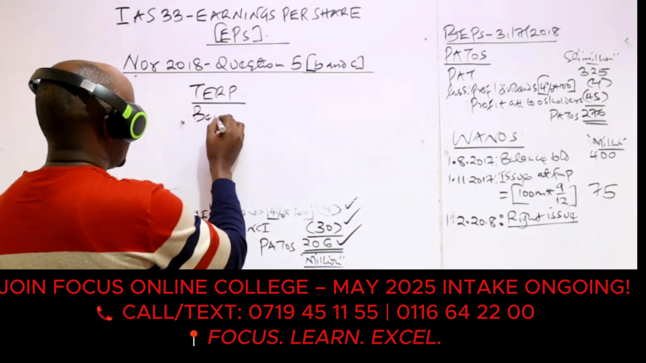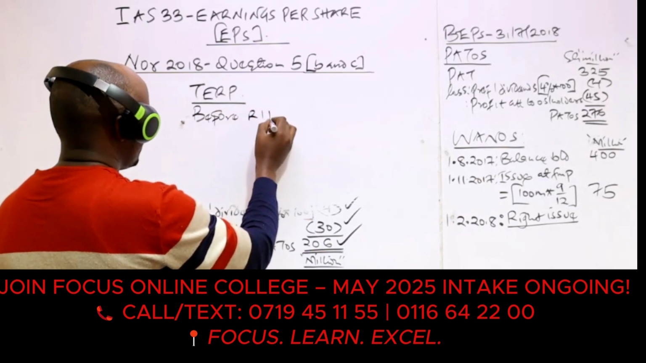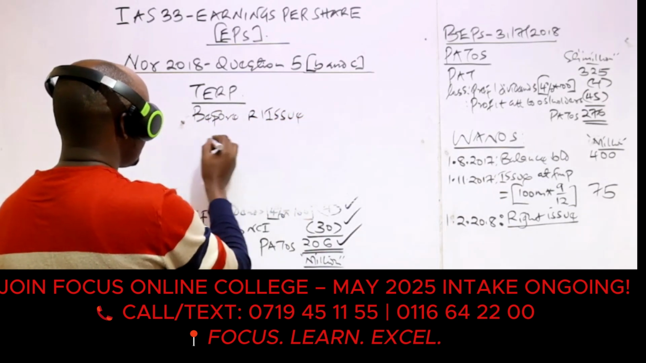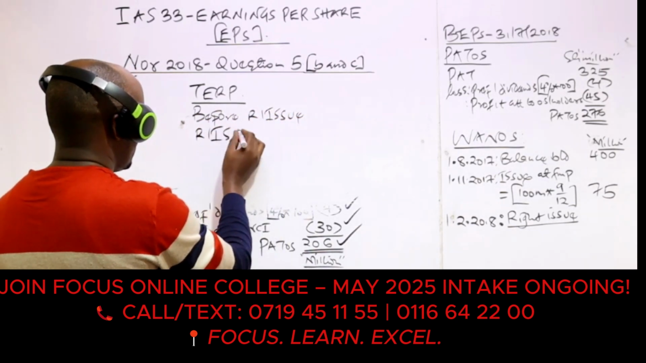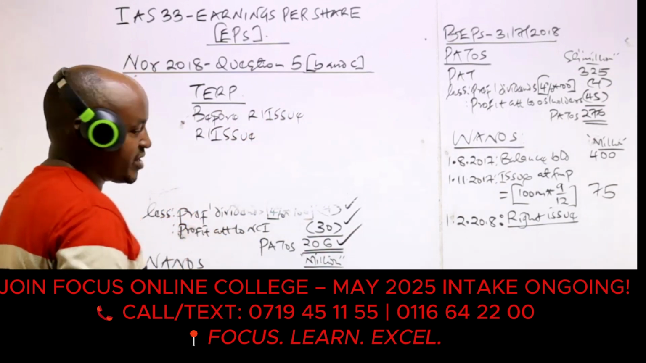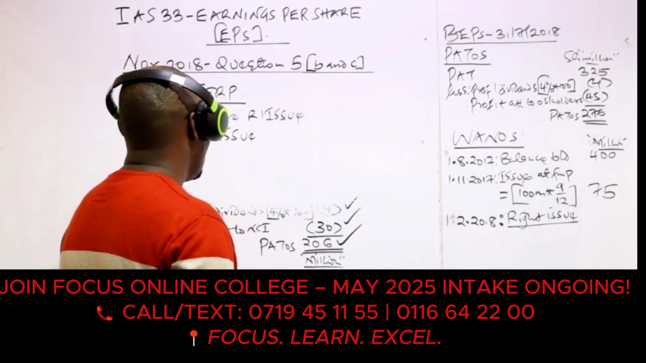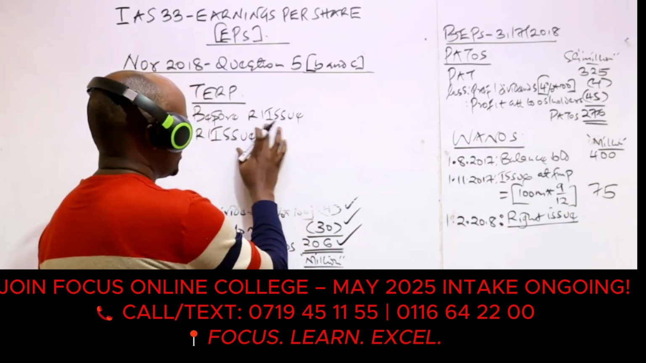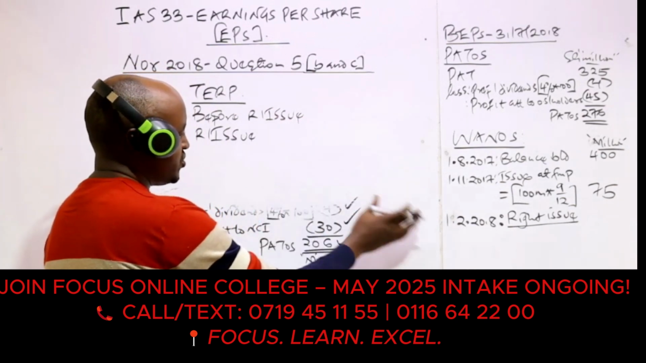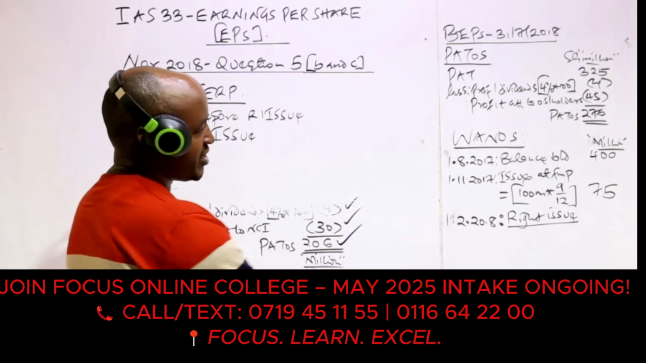Number 1, we need to determine how many shares were issued by the company before the right issue. And then we also have the shares which were issued by the company during the right issue. To determine the total shares issued by the company, we can't get that in the question. We can only get it here.